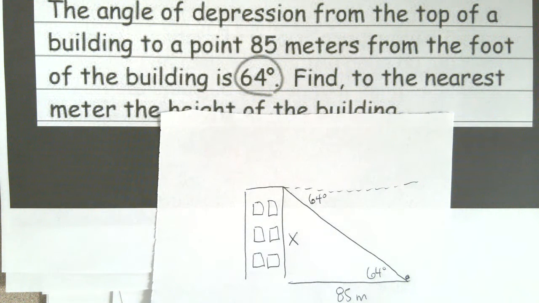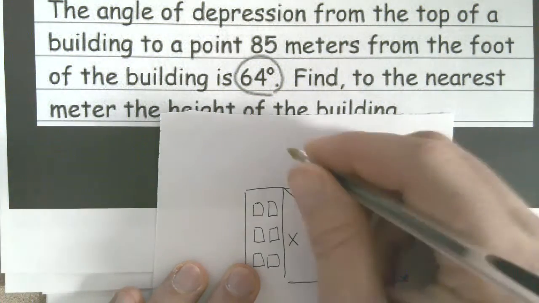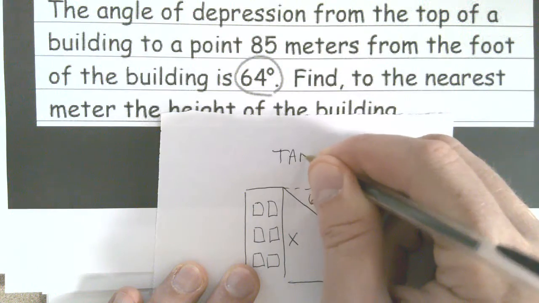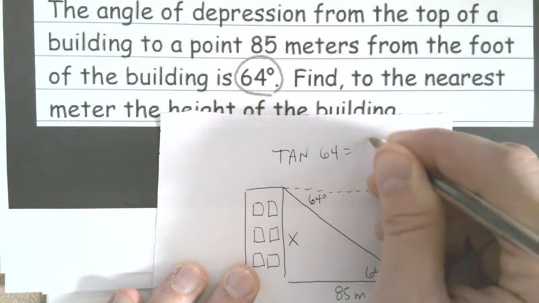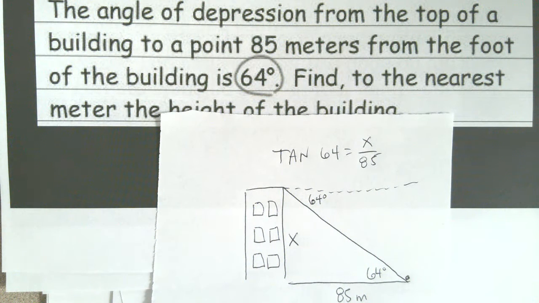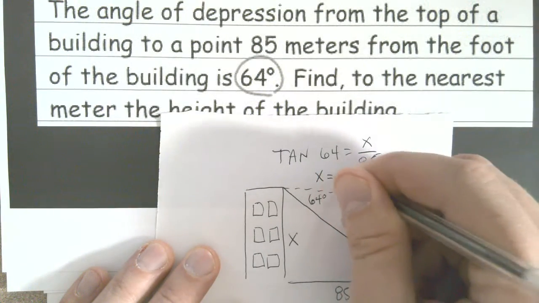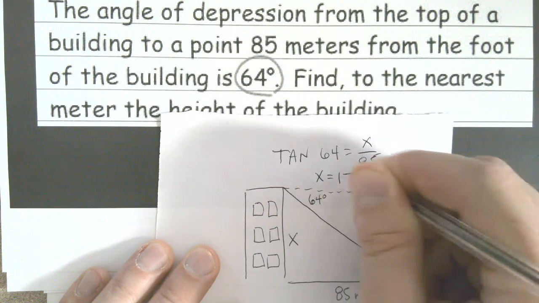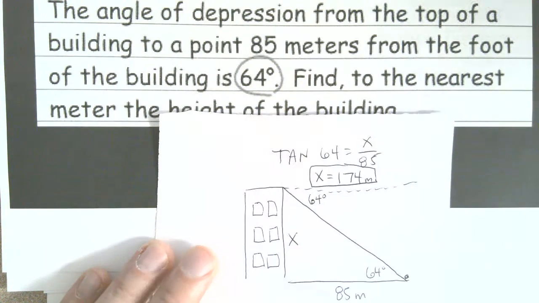In our setup on this one, we've got the adjacent side. We're wanting to find the opposite side. So hopefully on this one you use tangent. So the tangent of 64 equals x over 85. In your calculators, you're going to type in the tangent of 64, which gives you approximately 2.0503. You're going to multiply that by 85. So to the nearest meter here, x is going to be 174 meters. And that's going to be the height of the building.